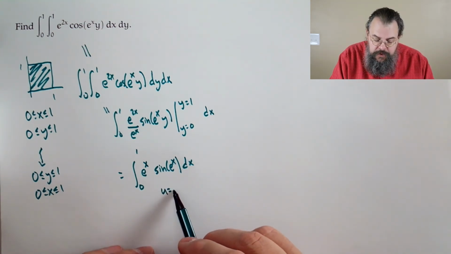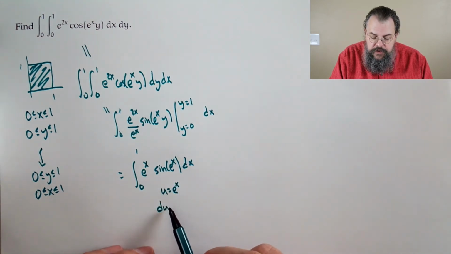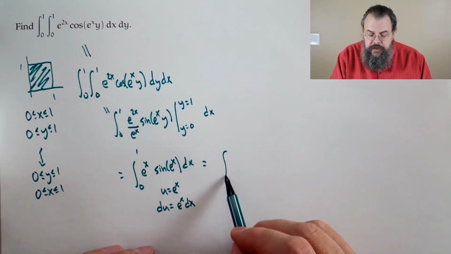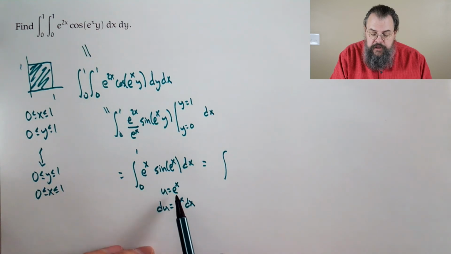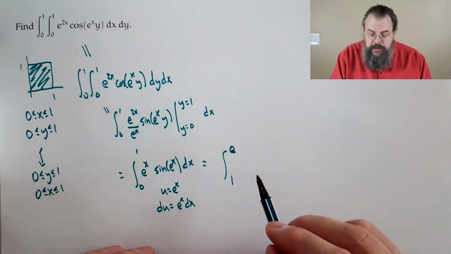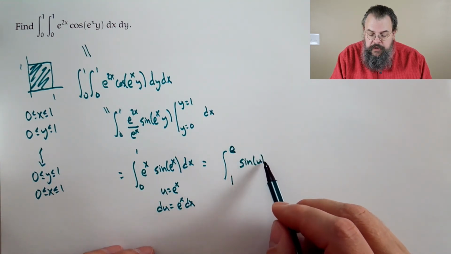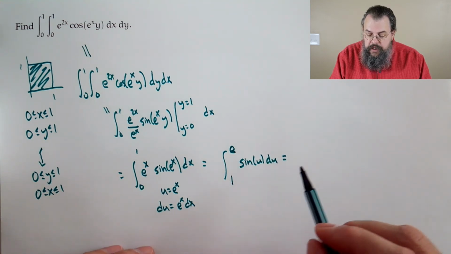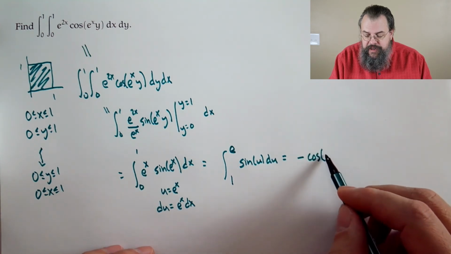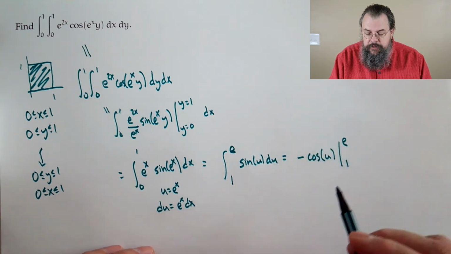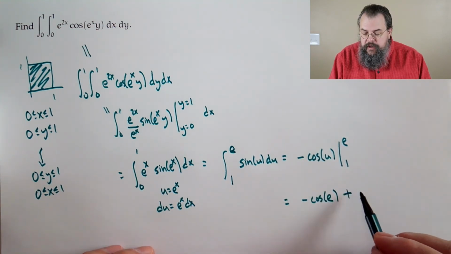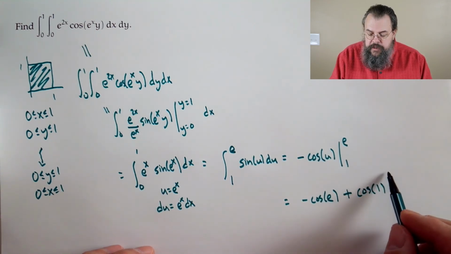If you let u equal e to the x, du will be e to the x dx. So this becomes, well, okay, plug in 0, e to the 0 is 1, plug in 1, e to the 1 is e, and then sine of u du. Well, all right, the integral of sine is minus cosine. So minus cosine of u evaluated from 1 to e. So that's minus cosine of e minus minus, which makes plus cosine of 1.